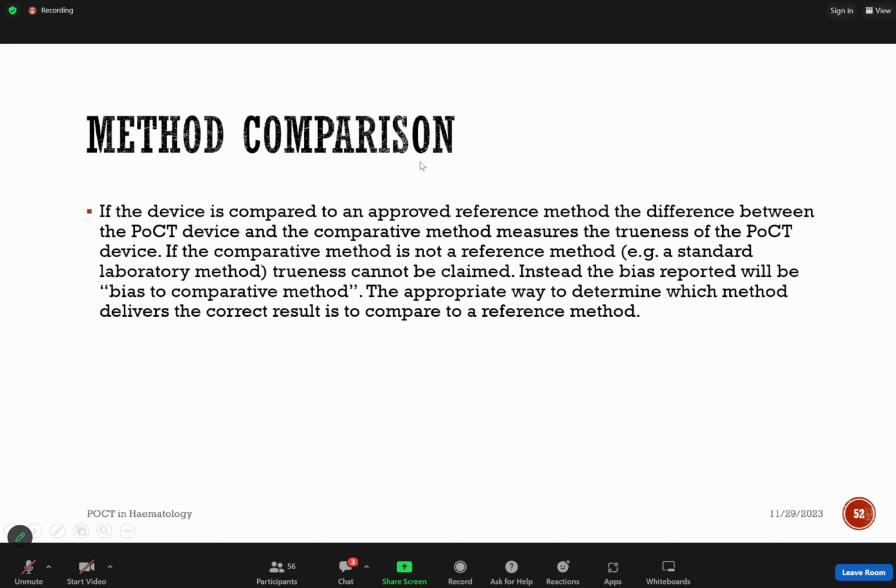Method comparison, or we also call it a correlation study. If the device is compared to an approved reference method, the difference between the POCT device and the comparative method measures the trueness of the POCT device. If the comparative method is not a reference method, for example a standard of field method, trueness cannot be claimed. Instead, the bias reported will be bias to the comparative method. The appropriate way to determine whether the method delivers the correct result is to compare to a reference method.